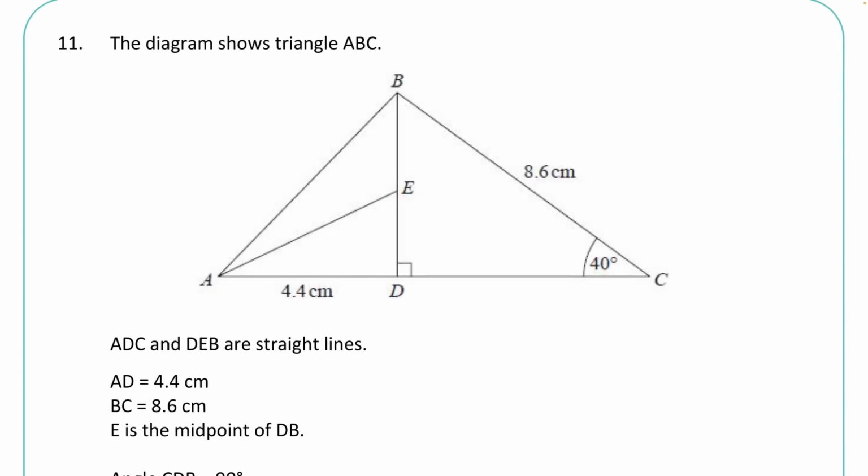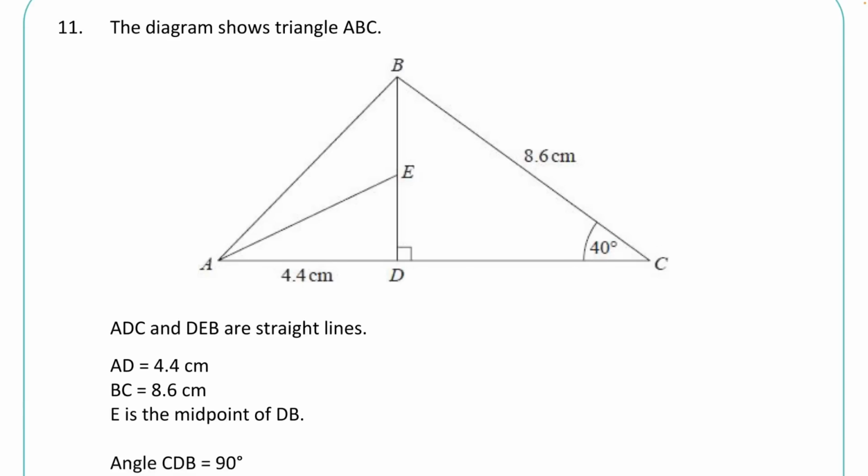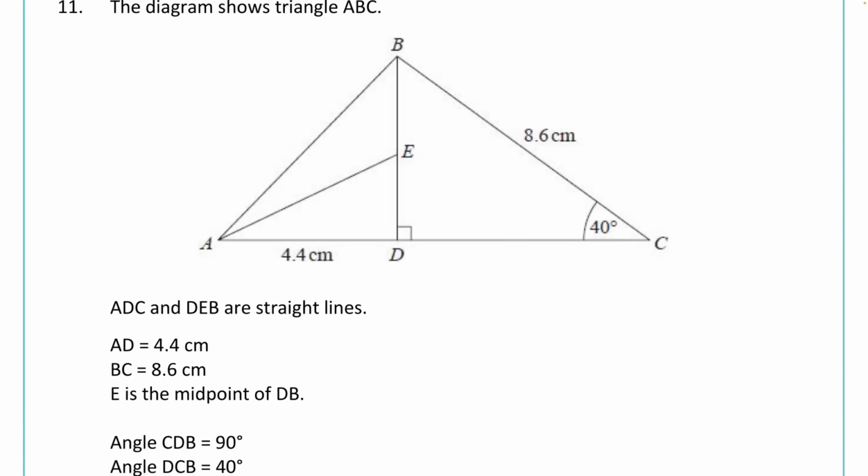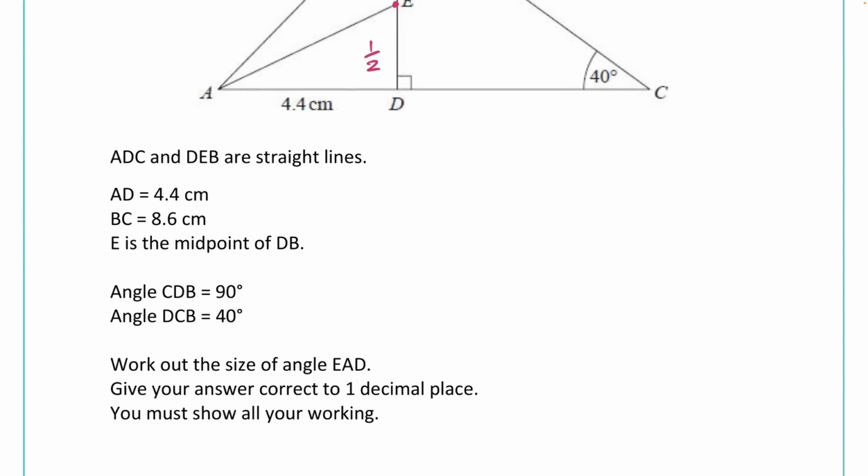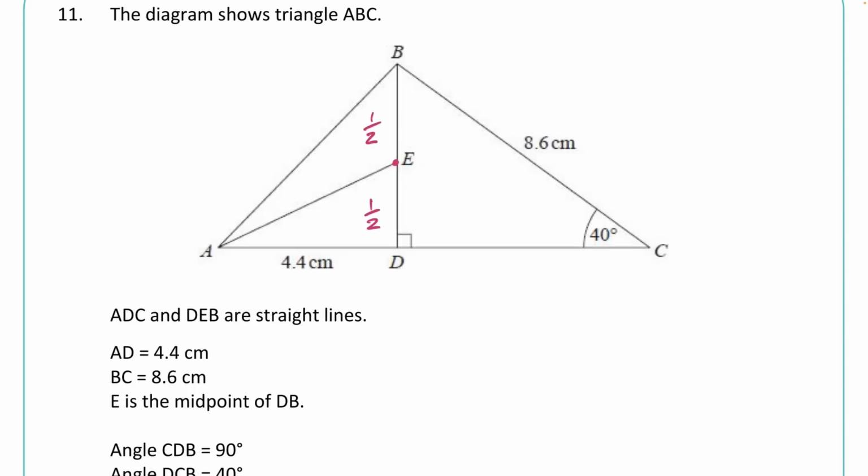Okay, our next question, we have some right angled triangles. It says here ADC and DEB are straight lines. A to D is 4.4 centimetres, B to C is 8.6. That's all given to us on the diagram, and then it tells us E is the midpoint of DB. So this one here, that does split it in half. So this is half and half, just here. And then it tells us a right angle and a 40-degree angle, which we can see in the diagram. Work out the size of angle EAD, and we want it to 1 decimal place. So E to A to D is this one here, let's label it X. So that's what we're trying to find.